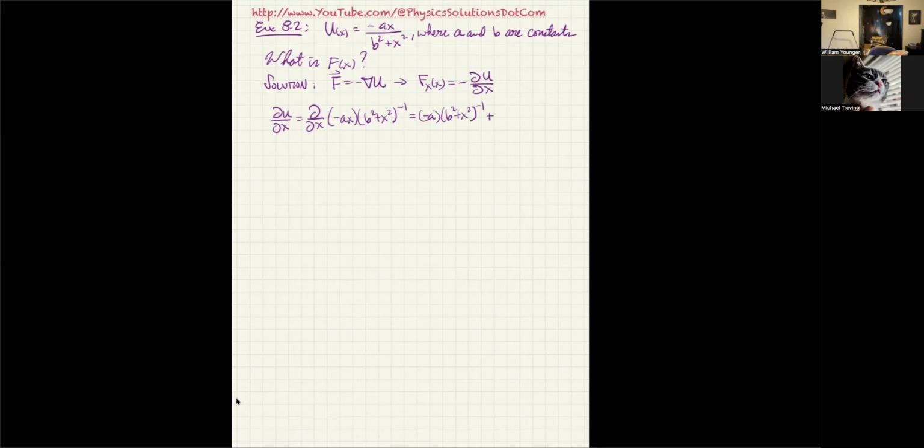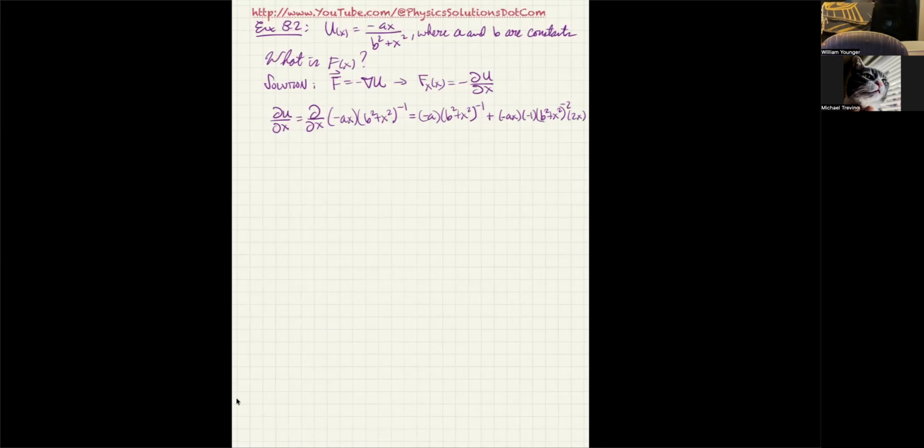Now, the other part of the product rule is the negative ax is unaltered, but now I've got to take the derivative of b squared plus x squared to the negative 1 power. And what I do is I first take the derivative of a function raised to the negative 1 power, which is negative 1 times that function raised to the negative 2 power. So b squared plus x squared to the negative 2 power. And now I've got to take the derivative of that function with respect to x, and the derivative of b squared plus x squared with respect to x is 2x.